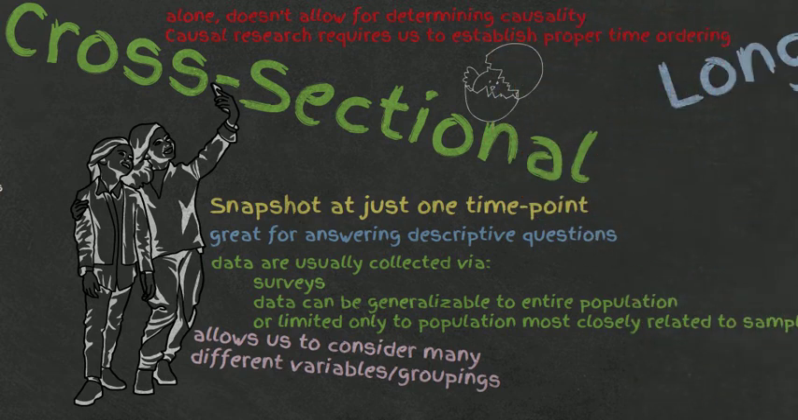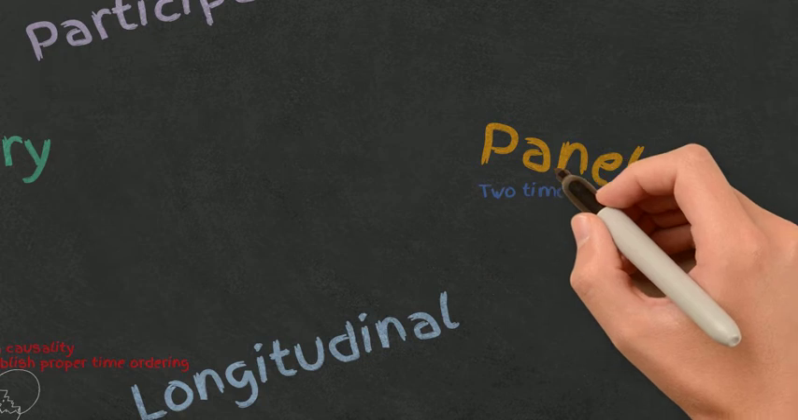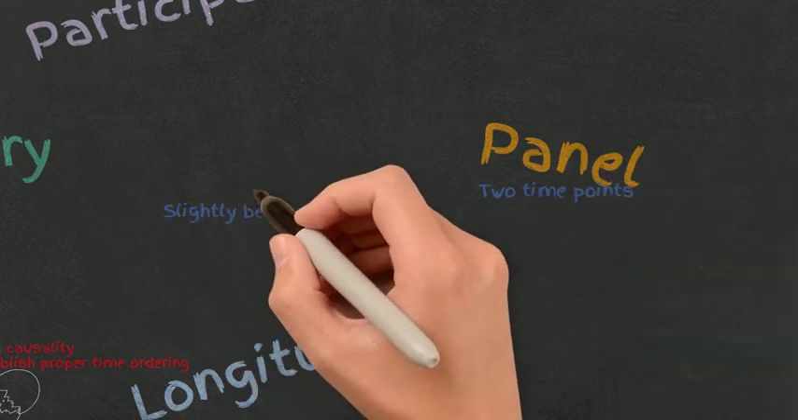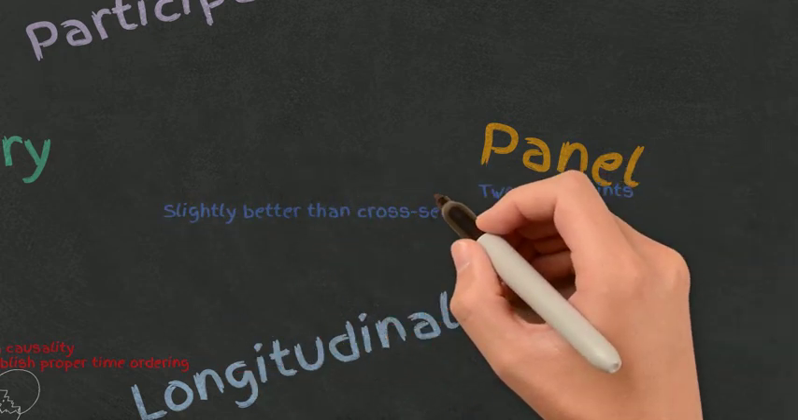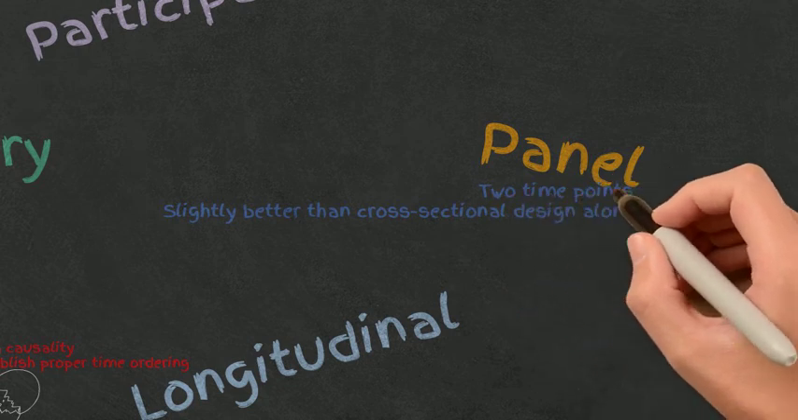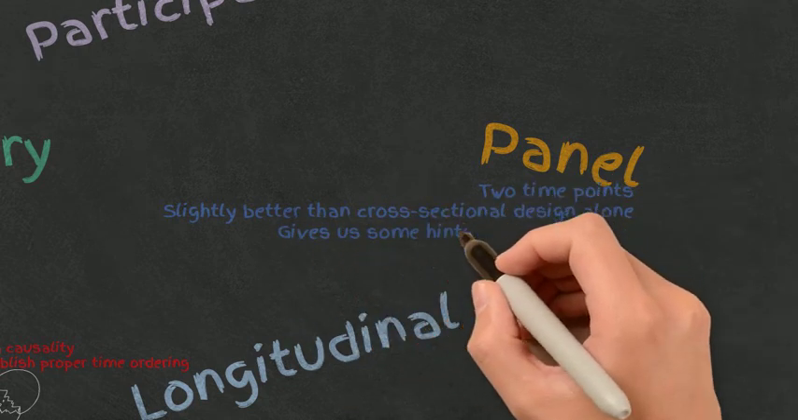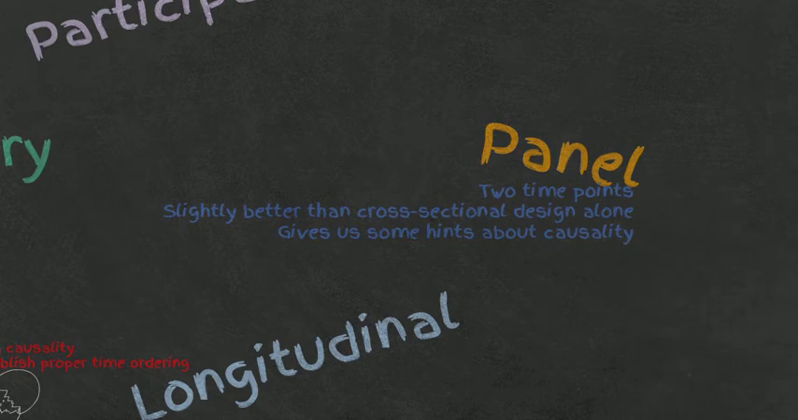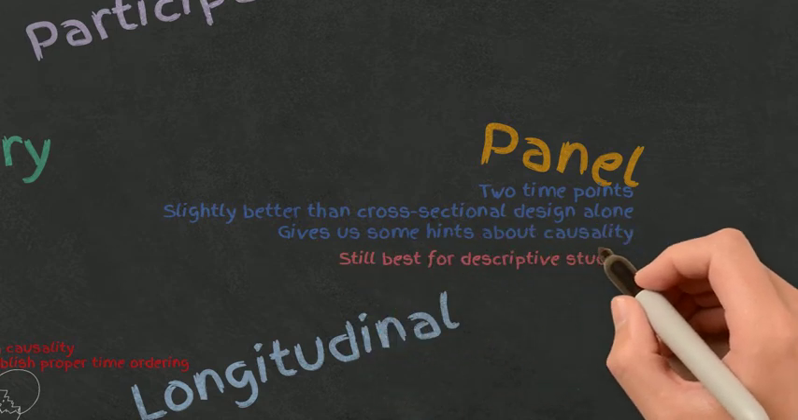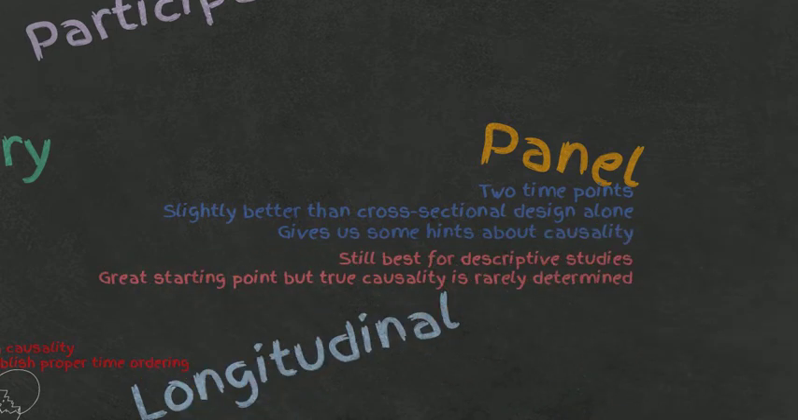So we can conduct a panel study, basically conduct two cross-sectional studies using the same survey. We'll have two time points, say 2 years or 10 years apart. This gives us an idea of which came first, but so much can happen over time that we still can't really make solid claims about causes.